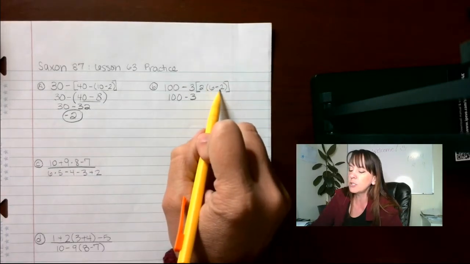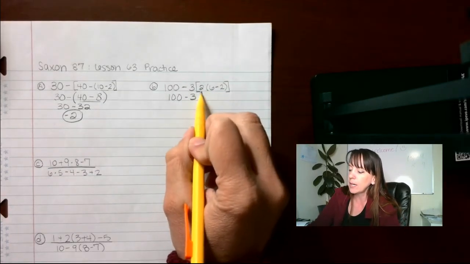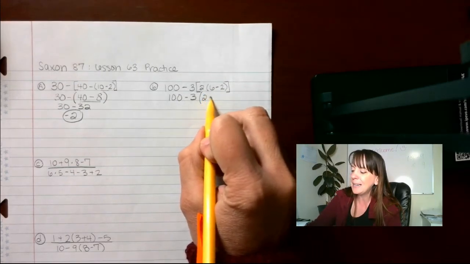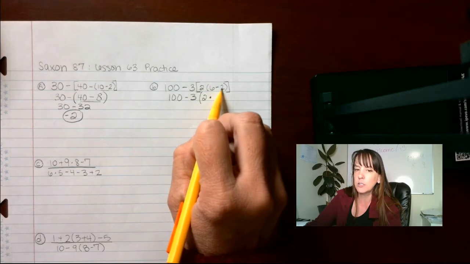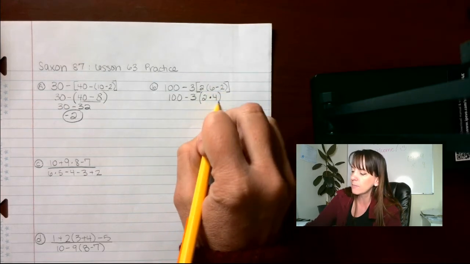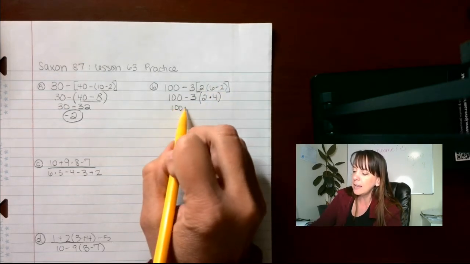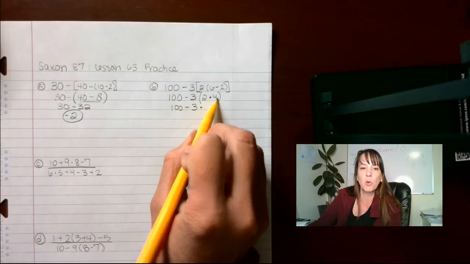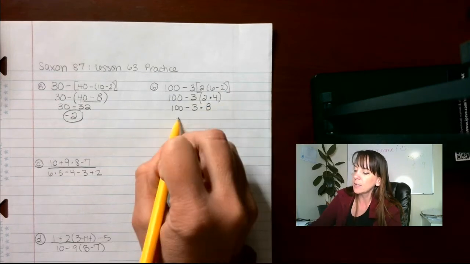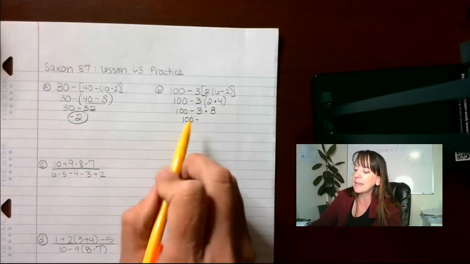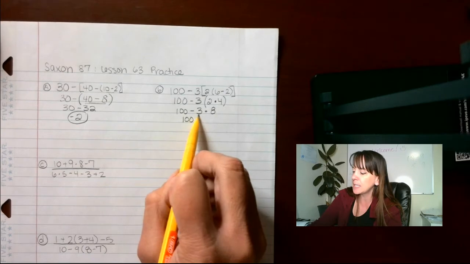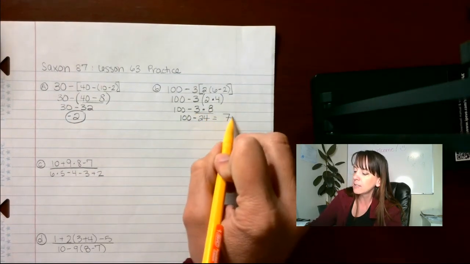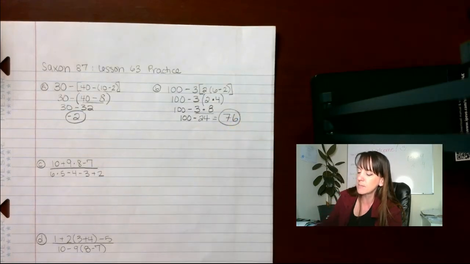So 6 minus 2 is 4. So we end up with, and I'm going to change these to parentheses now that I'm done with my brackets, 2 times 6 minus 2, which is 4. So I'm still going to do the 100 minus 3 times 2 times 4, which gives me 8. So I still have 100 minus, and instead of 3 times 8, I'm going to do 24 here. That gives me 76.